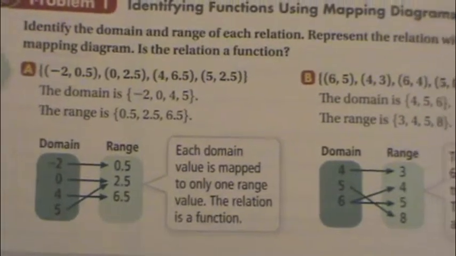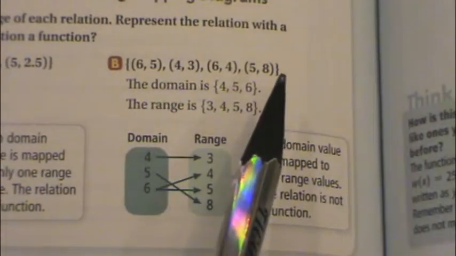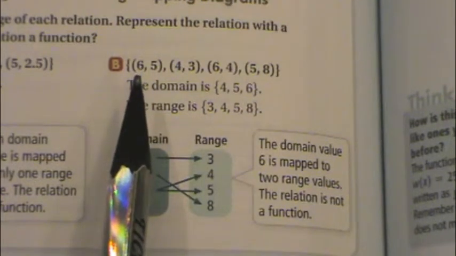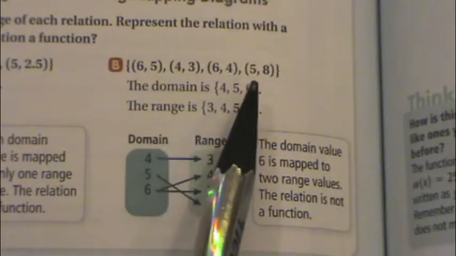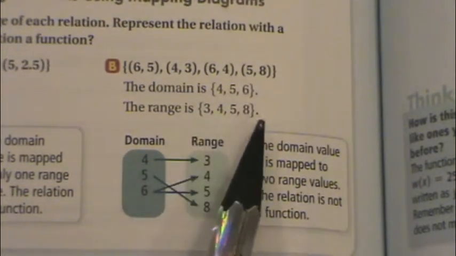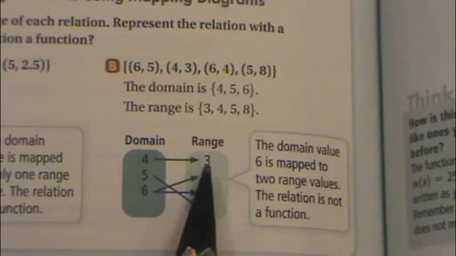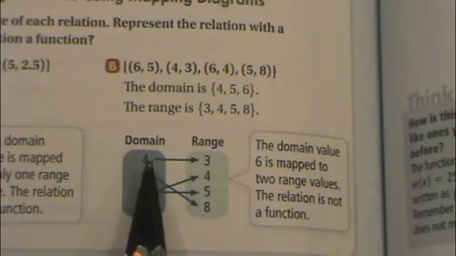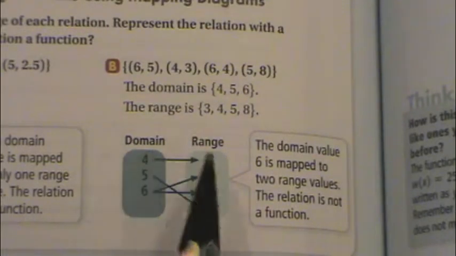Now, take a look at letter B. They've given you 4 ordered pairs. They've pulled out the unique domains. There's 1 6. There are 2 6s. They only had to list it once. There's 1 4. There's 1 5. 4 ranges. And when they list them, 4's got only one pair. 4's got only one match. 5's got only one match, but 6 has 2 matches. So you cannot have something in the domain that has 2 matches. So this is not a function.